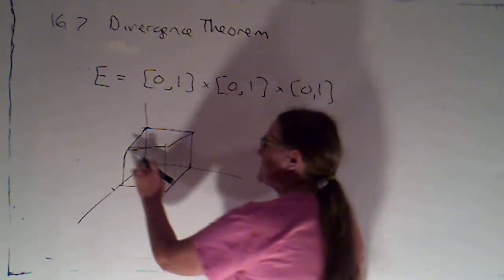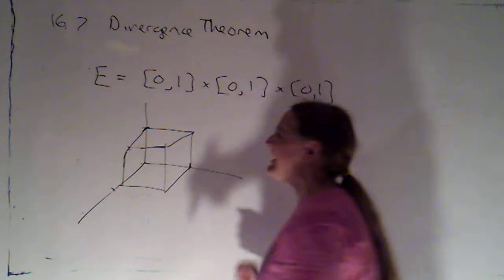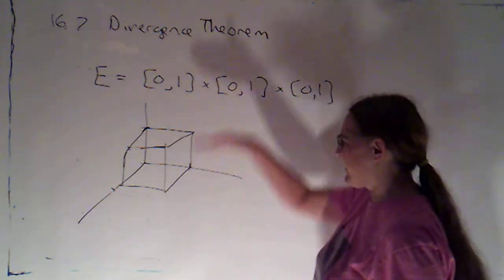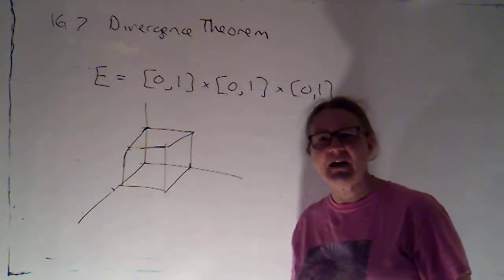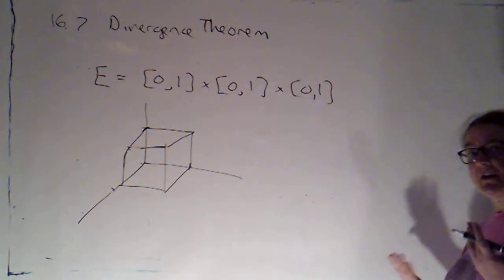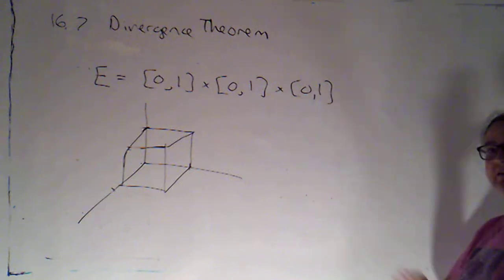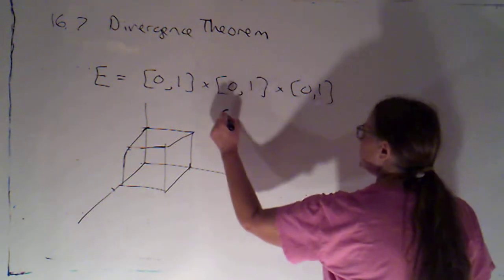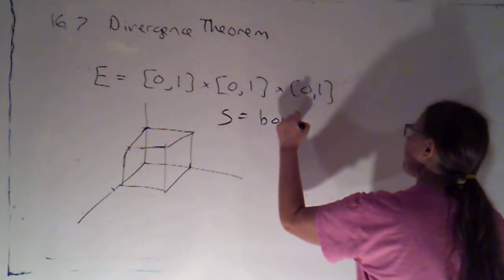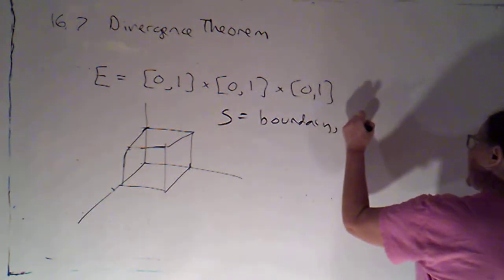Now, its boundary surface is actually 6 surfaces because I've got the top, I've got the bottom, I've got the left, I've got the right, I've got the front, I've got the back. So if I wanted to evaluate a flux integral across the boundary surface, I'd actually have to do 6 double integrals. Okay, so S is its boundary, and let's say oriented out.